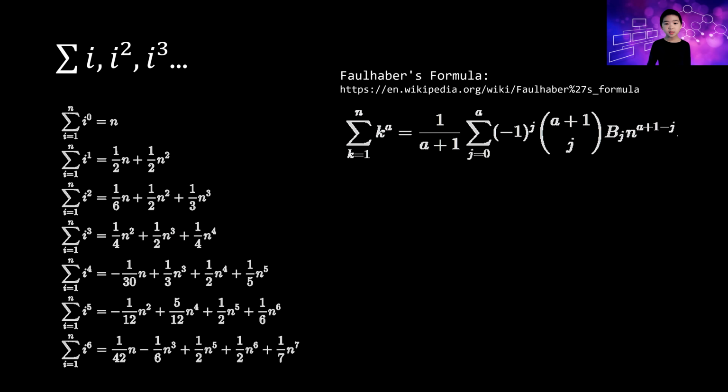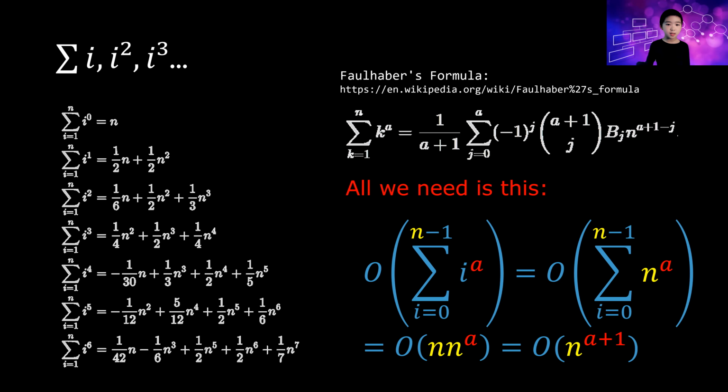Actually, there's a formula to calculate the summation for any given power, but it still looks way too complicated. The good news is, in asymptotic analysis, we only care about the most dominant term. So what you really need is the following big O formula. It basically says we can simply replace the variable i with n. Then the summation becomes n times n to the power of a. And the result is just n to the power of a plus 1. We will use this trick in the next example.